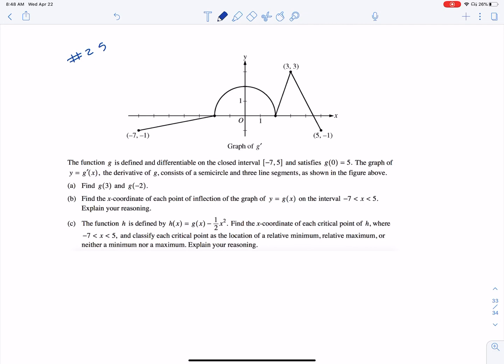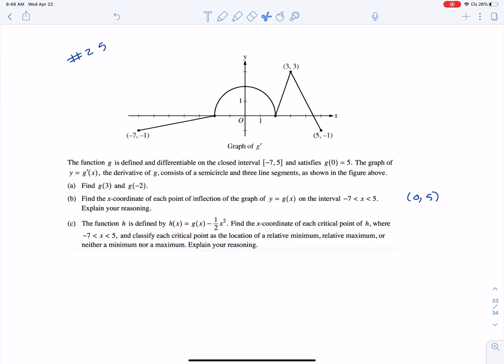equals 5. So this is, as always, I'm going to make a note that this function passes through the point 0, 5. The function g, not the graph. So maybe I should just put this off to the side over here. But I know that g passes through the point 0, 5. That's always some sort of initial condition. That's always nice to know. The graph y equals g prime of x, the derivative, is shown above.